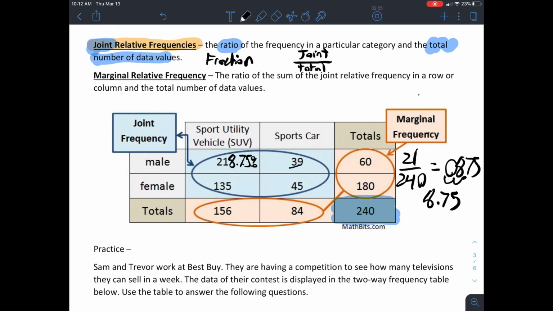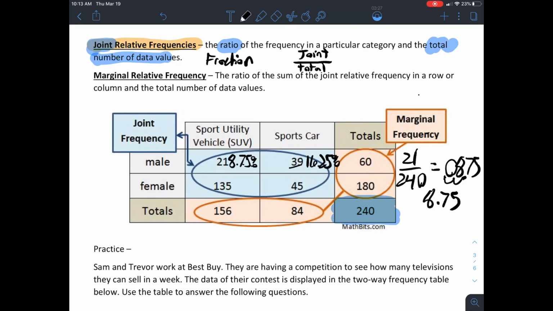So our next joint relative frequency, we would do 39 over 240, and that would represent the total number of men that liked sports cars that participated in the survey. All right, so let's go ahead and put all of our joint frequencies over 240, and let's create percentages for every single one of our joint frequencies in the body of our table. So I'm going to do that, and you do that on your own as well. Remember, all we do is divide them by our total.